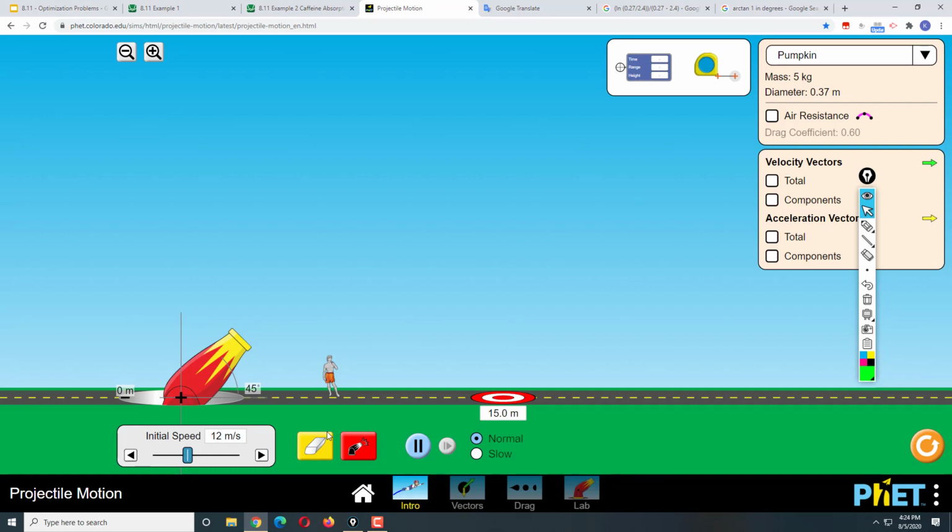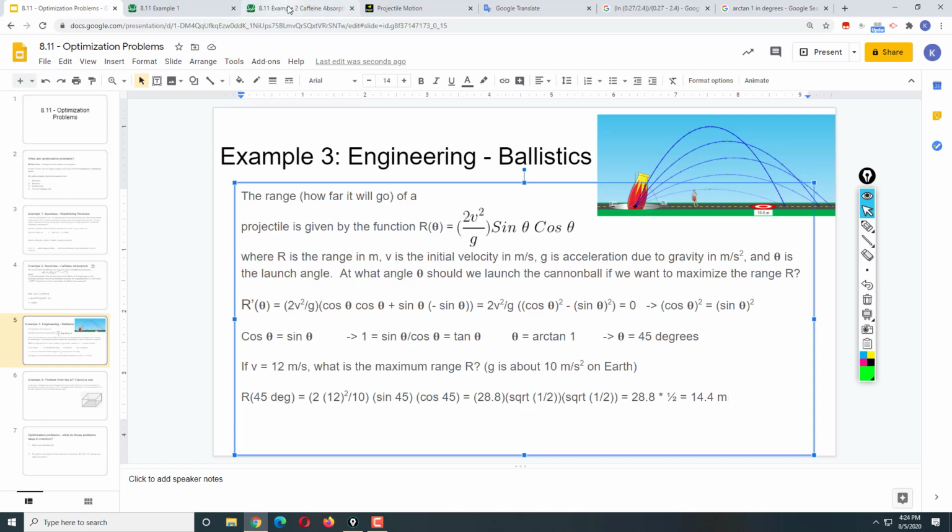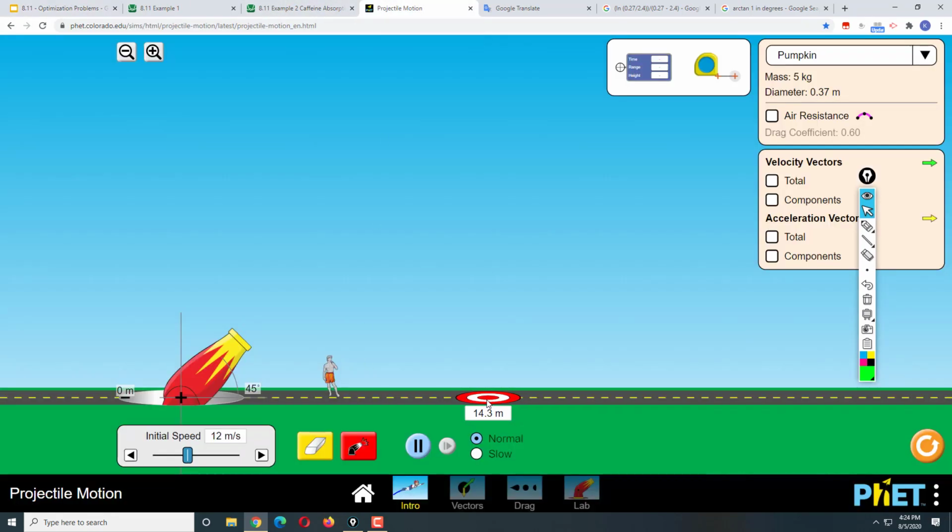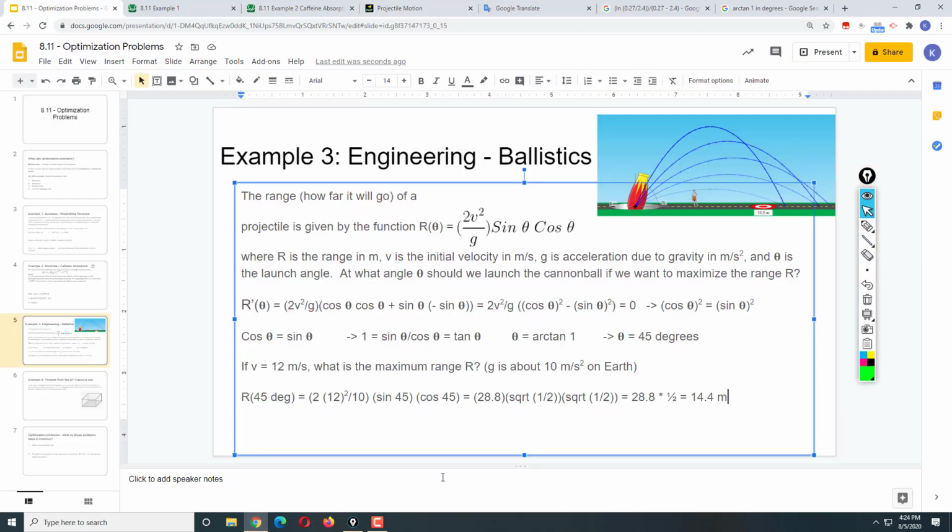12. Let's see how far it goes. We're predicting it to be about 14.4. Let's see if we're right. Perfect, 14.4. It's a little bit farther because g is really a little less than 10. All right, so that's example 3.